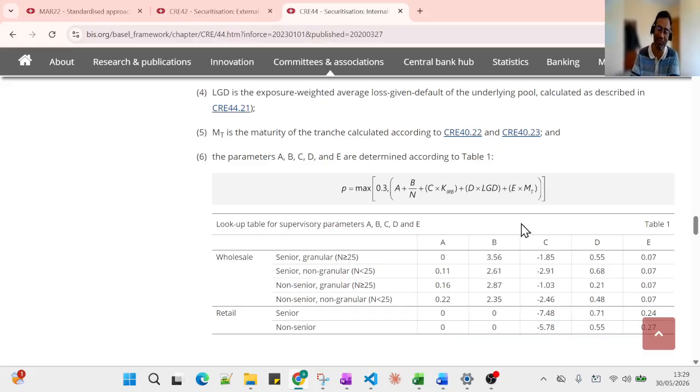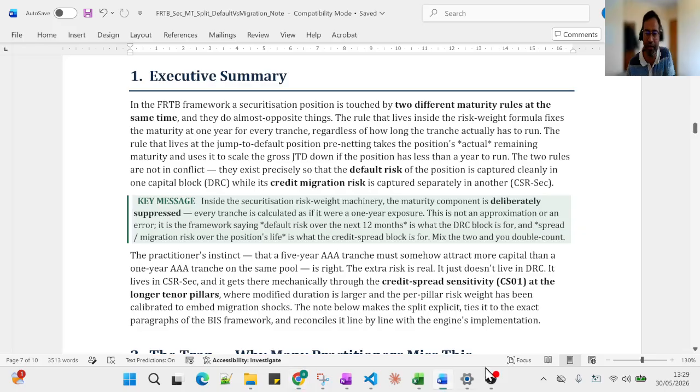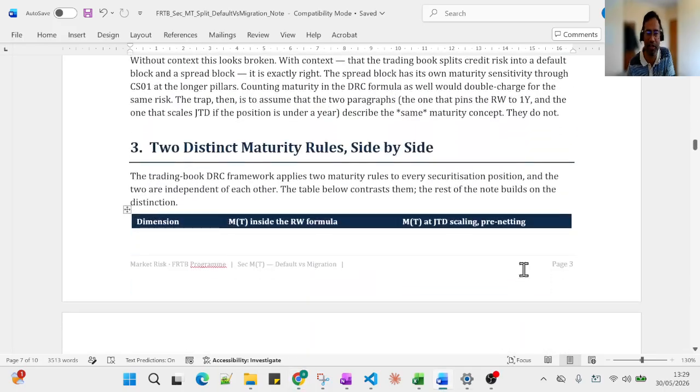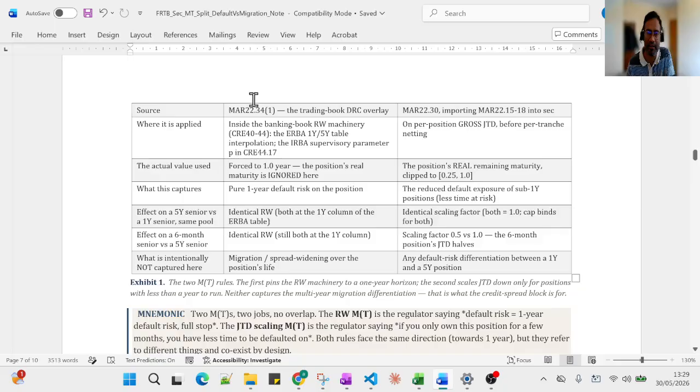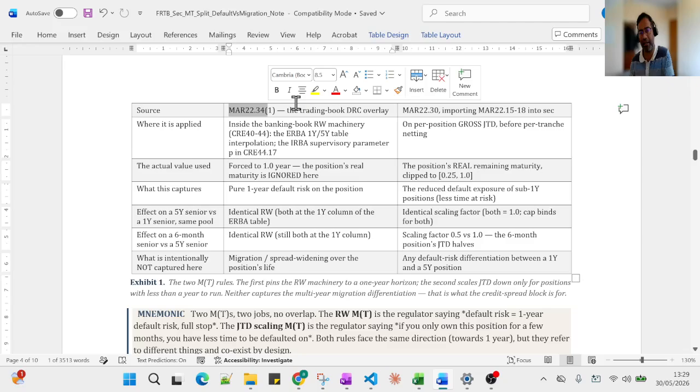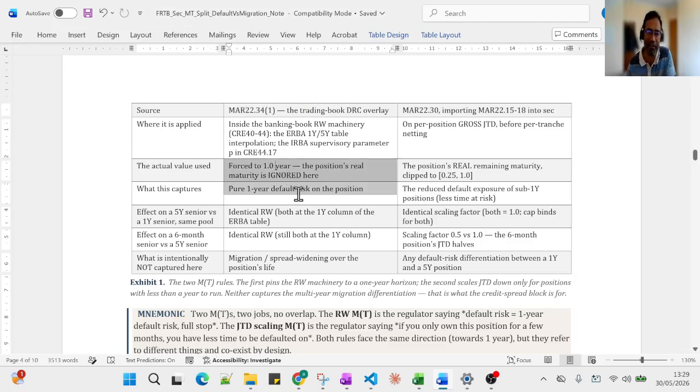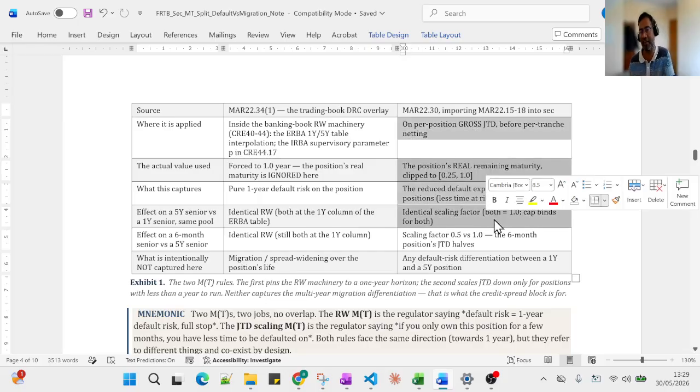Okay, so maturity plays two roles in the securitization framework for DRC. Okay, which I explained to you right now. Let me go through the rest of the article. Okay, it is an interesting article. So this 22.34 tells you that you have to assume maturity equal to 1 year. Okay, why? It's a very good description here. Okay, and for 22, the importance of scaling. Okay, why the scaling is floored at 0.25 and maximum is 1 year.